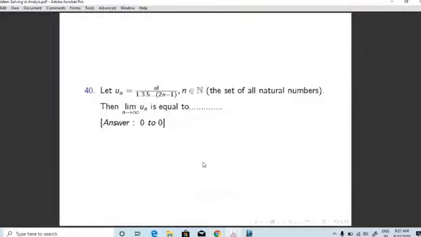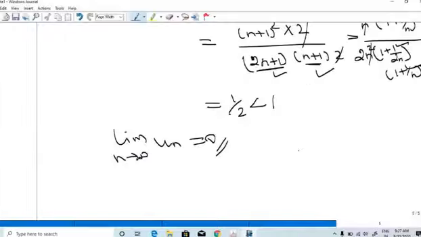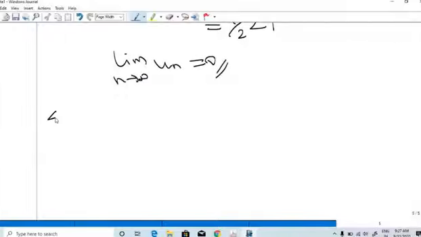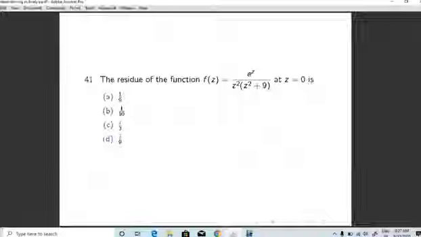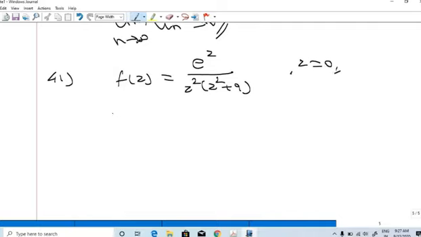Next question. So what is the residue of the function f of z equal to e power z by z square into (z square plus 9) at the point z equal to 0? So z equal to 0 is a pole of order 2. 2 is the order of the pole. Okay. Now we have to find. So what is our f of z? f of z is equal to e power z by z square into (z square plus 9). So at the point z equal to 0, what is the residue? So here it is a pole of order 2.